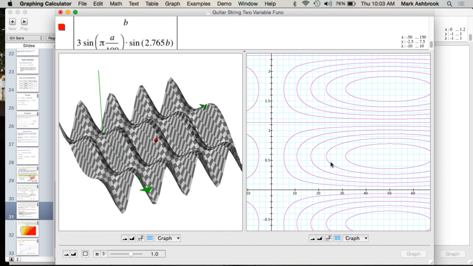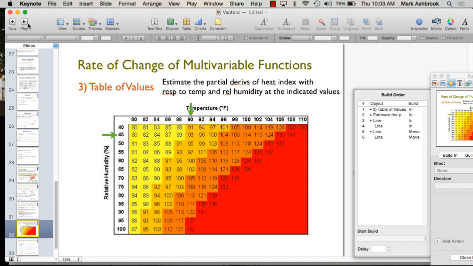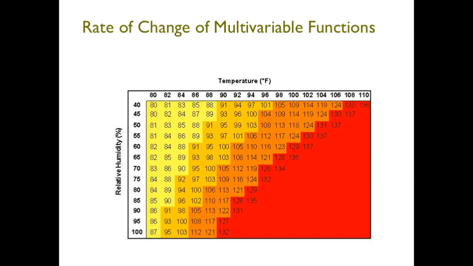Okay, so what about, let's do table next. So here's the table of values. So we talked about function definitions, and then here's the table of values. This is a multivariable function. It's heat index. The heat index, your two input variables, independent variables, are humidity and temperature. Put those two things together and you get a heat index, or how hot it feels, right?